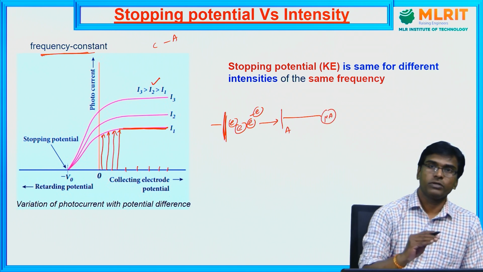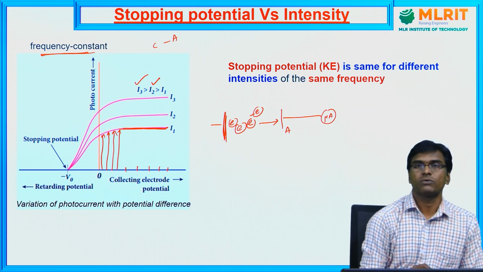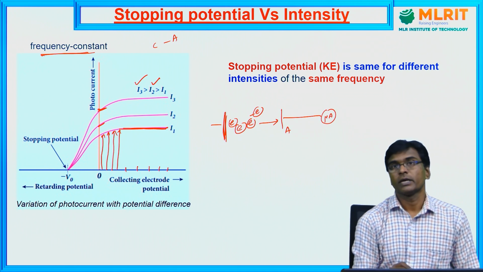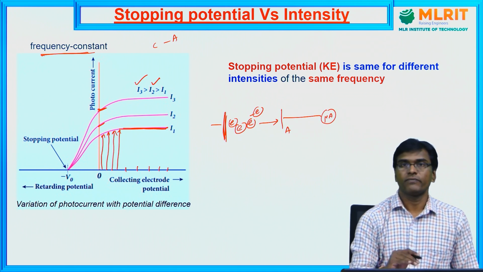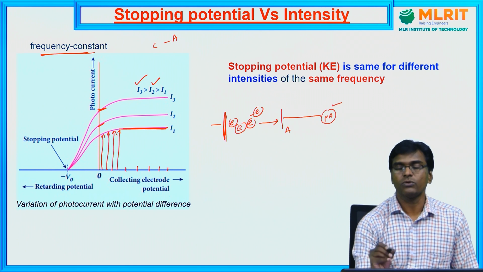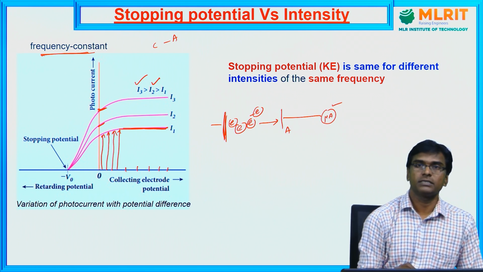Now increase the intensity more. So intensity is I3. So what is happening? Photocurrent is also increasing. If you increase the intensity, more electrons come out of the metal surface and they constitute the photocurrent. It means that photocurrent depends on the intensity of the light.